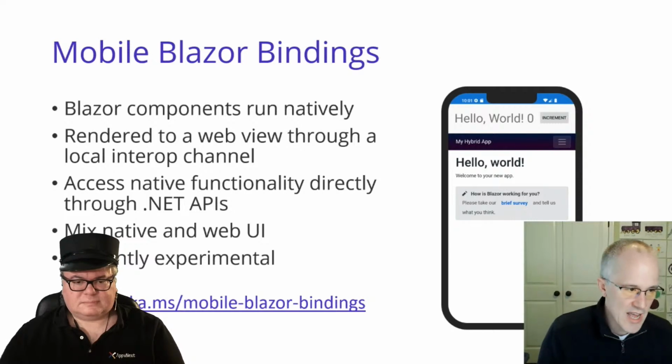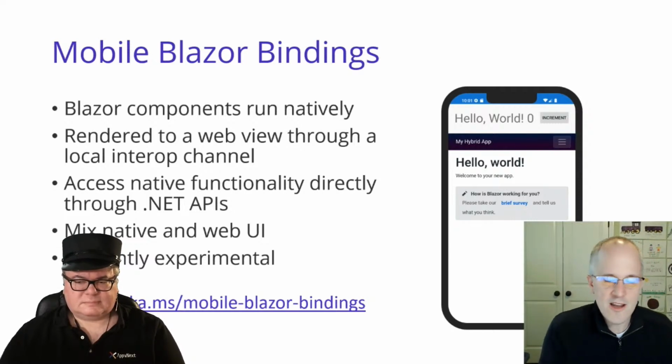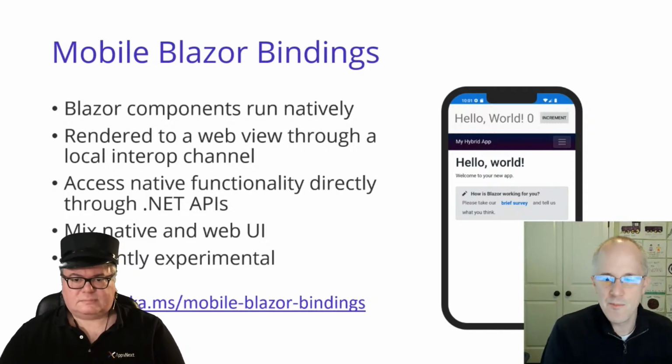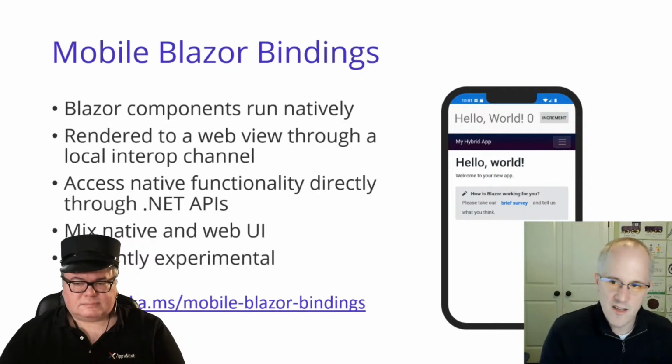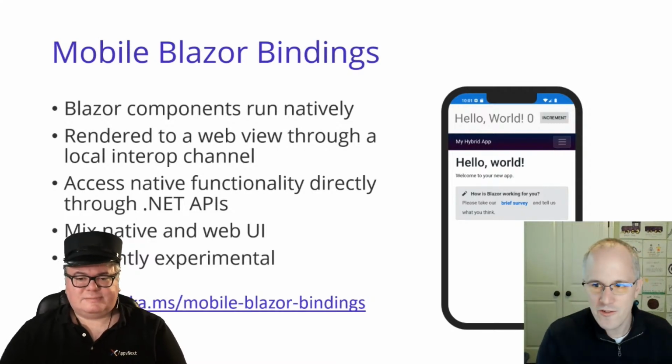You can access native functionality, but now the native functionality is right at your fingertips. Like you're already running on the native .NET stuff that Xamarin provides, so you can just call .NET APIs directly to access native functionality. You don't have to jump through Java in this model.